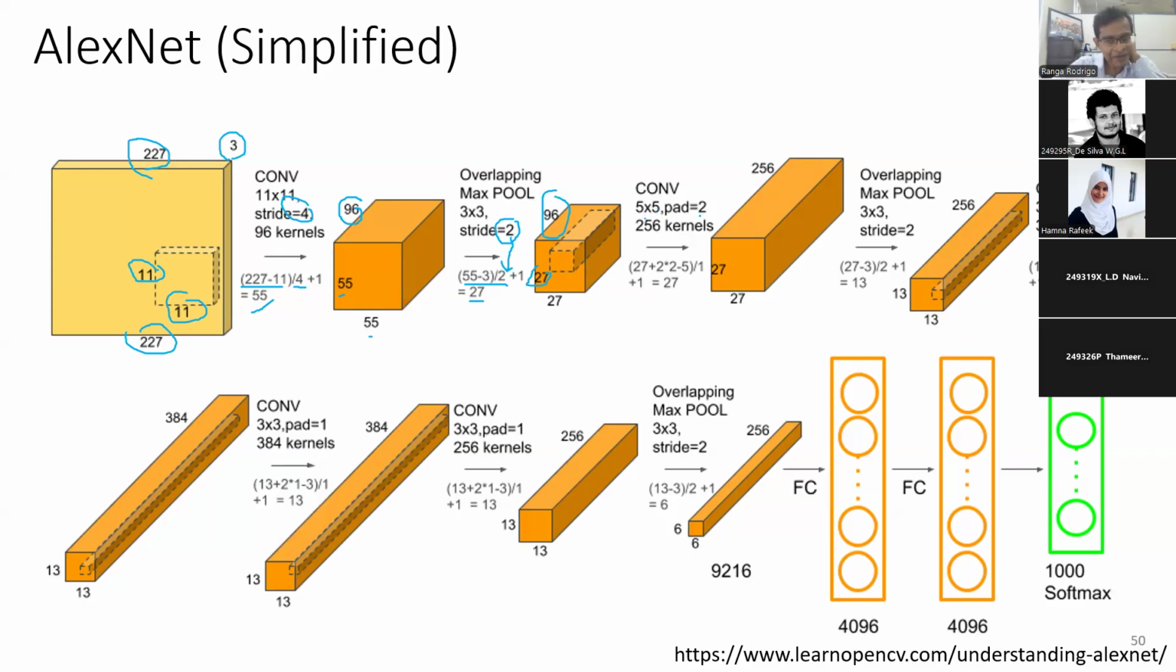And then 5 by 5 convolution with padding into 256 kernels. So you can see this is propagating like that. And then finally you have a 6 times 6 times 256 structure, altogether 9,216 nodes. That is fully connected to 4,096 nodes. Again, fully connected to 4,096, finally a 1,000 node softmax.